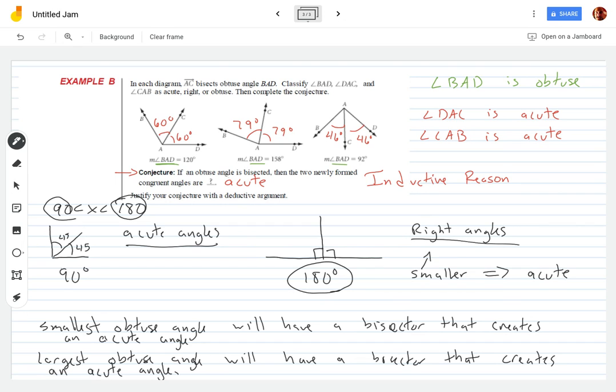All right, so we went from our conjecture from inductive reasoning, that based on these three cases I think it's going to be acute, to saying that it is going to be true for every single obtuse angle, because there's no way to get an obtuse angle or a right angle from bisecting an obtuse angle. All right, so there is deductive reasoning. You are now ready for the investigation.